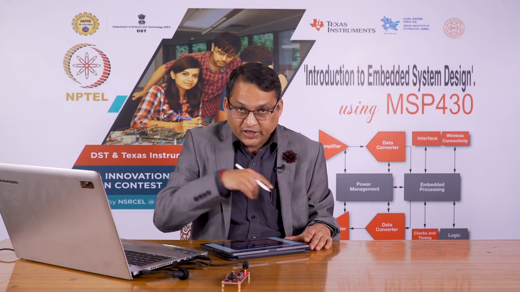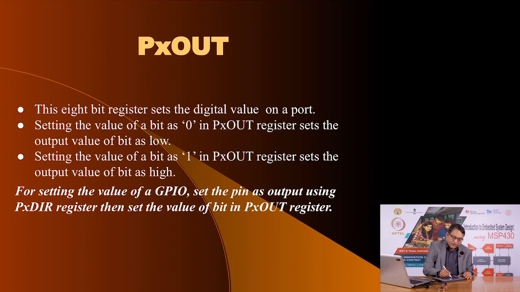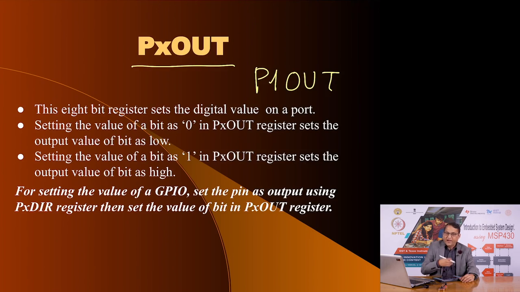How do you actually write the value? How do you actually send the value to the port pin? You are going to do that by writing into the register called PX out. In this case, that value becomes P1 out. So, you will write values in this register. Those bits of port 1 which are configured as output will take the value that you write into P1 out and will decide whether that pin becomes 1 or 0.